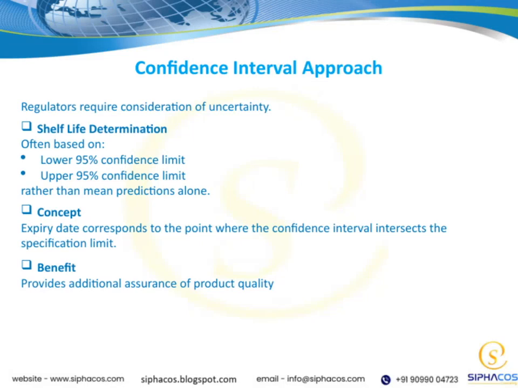When regulators look at shelf life, they want us to account for uncertainty, not just rely on average predictions. That's where the confidence interval approach comes in. Instead of just using the mean, we consider the lower and upper 95% confidence limits. The expiry date is set where this interval crosses the specification limit. This method gives us extra confidence, ensuring the product quality stays reliable throughout its shelf life. It's a smarter, safer way to define expiry.